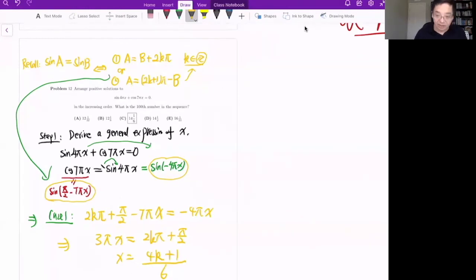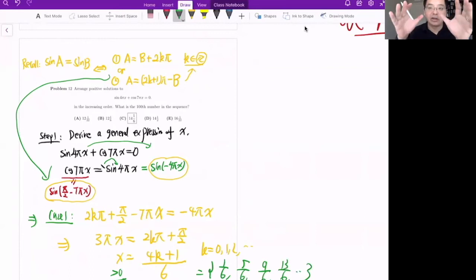And because I require x to be positive, all the possible choices of k are 0, 1, 2, and goes up. So in particular, I can write this just as 1 over 6, because I need this one to be positive. So 1 over 6, and each time it goes up by 4. So 5 over 6, 9 over 6, 13 over 6, and such, right? So here I choose not to simplify those fractions in order to keep a uniform form. So this is case 1.